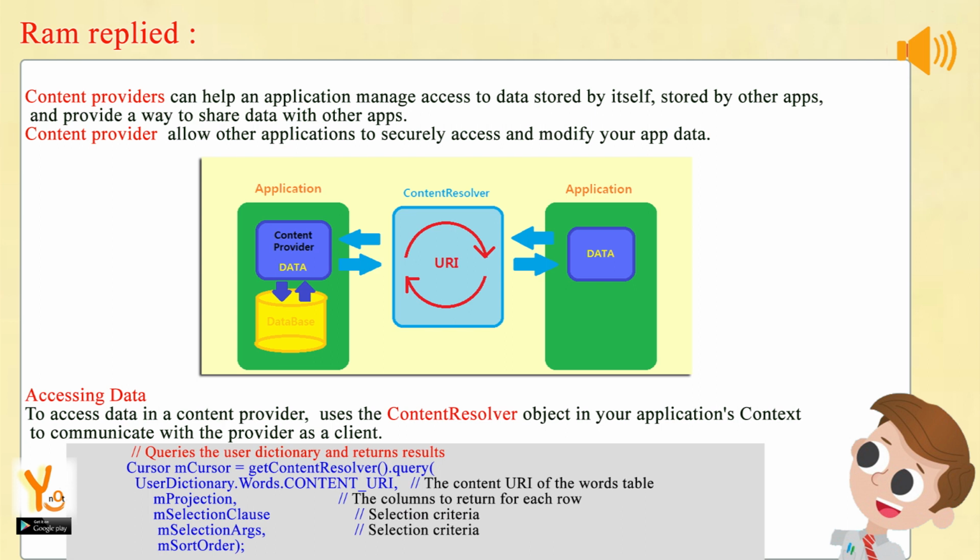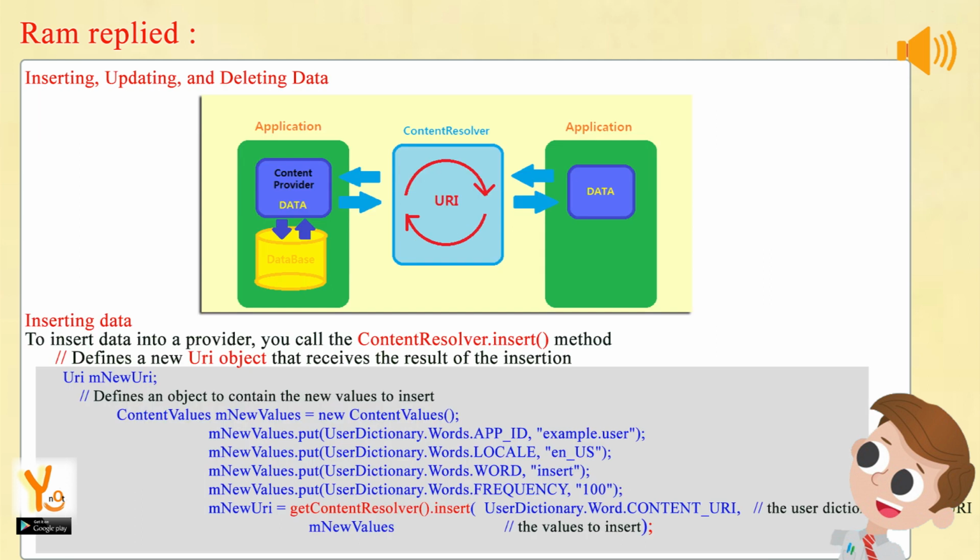Accessing data. To access data in a content provider, you use the ContentResolver object in your application's context to communicate with the provider as a client. Below, an example is given. Inserting, updating, and deleting data. To insert data into a provider, you call the ContentResolver insert method. Example is given below.